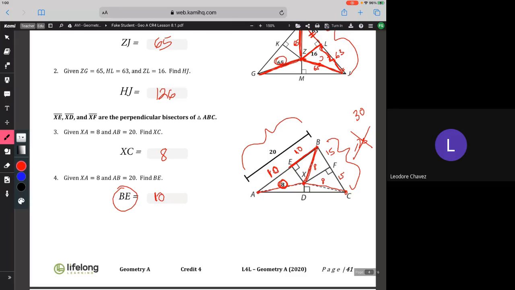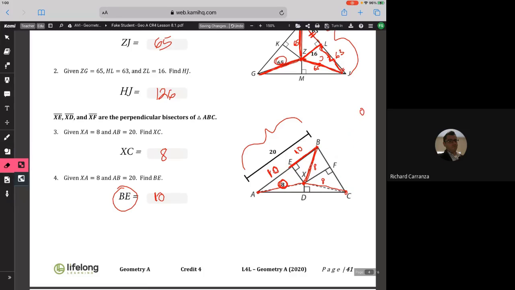Wait, so even if they ask for what is AC, it matches up with AB? We don't know what AC is. We'd have to use other properties to find what AC was, because we're not talking about an equilateral triangle. So this is not 20. That's why they have to give us that 20, and then we could say that the 2 halves is 10. That's the only thing we could say. Okay, I get it. But that's pretty much it.